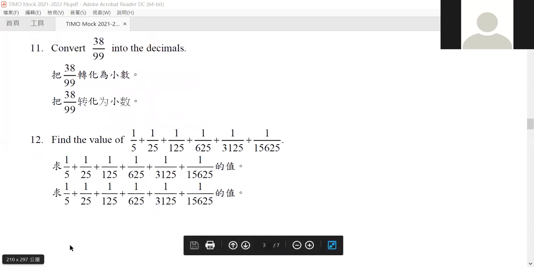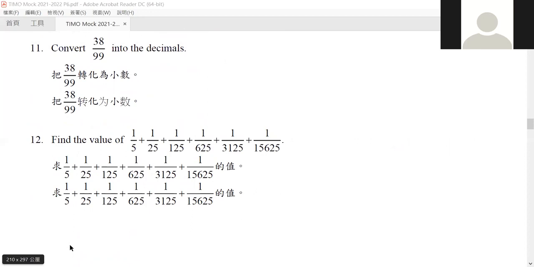Now notice that in this case, it is actually strange because this number cannot be written as a simple decimal. If you try to divide it, you will find out that 38 cannot be divided by 9. So what does that mean? It means that the decimal is an infinite decimal, or in other words, a so-called recurring decimal.